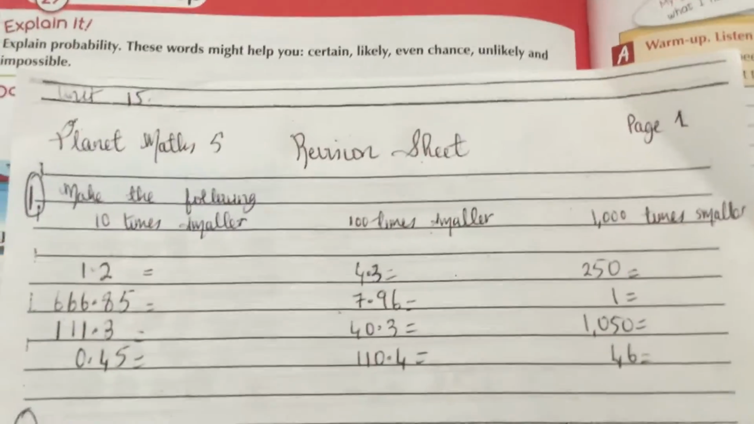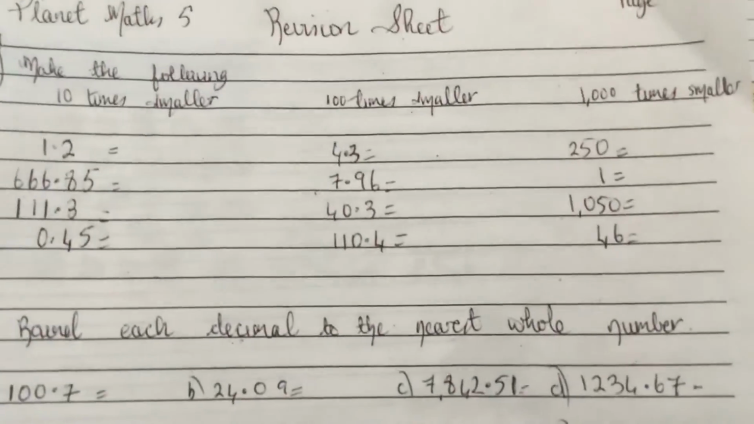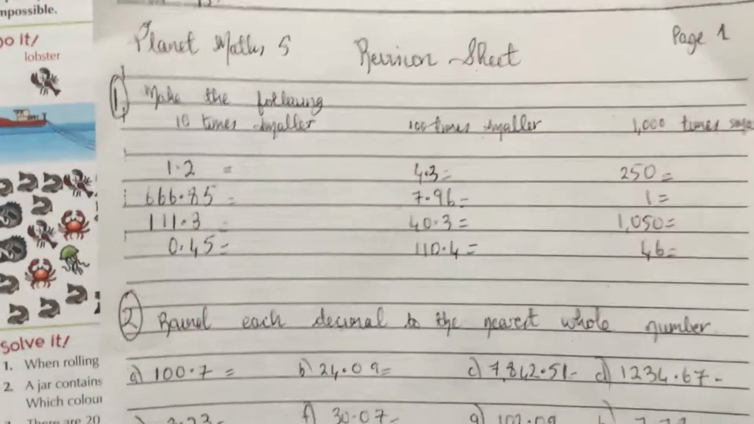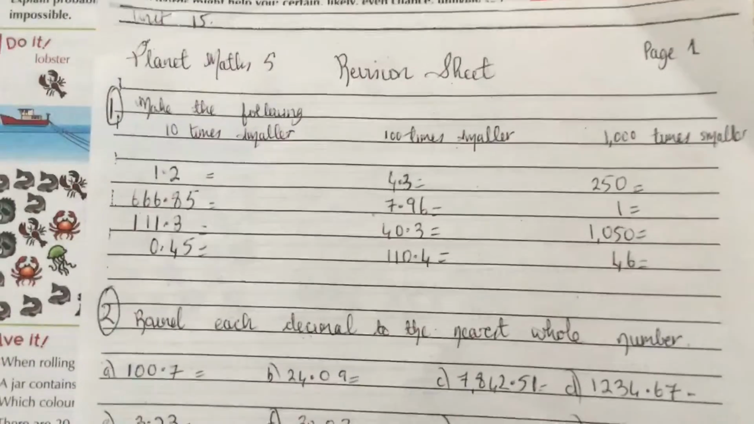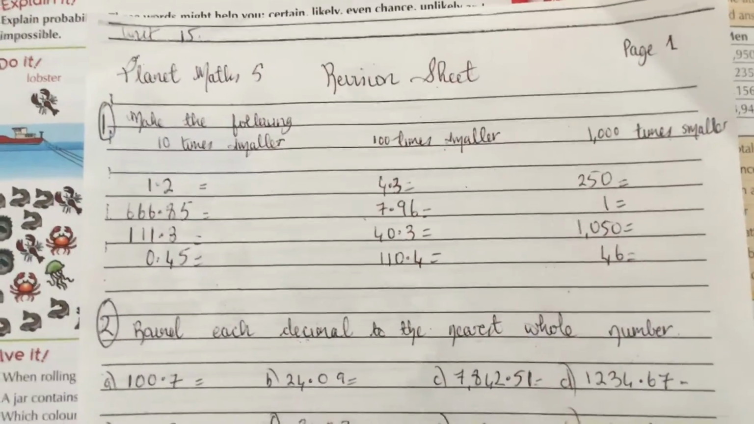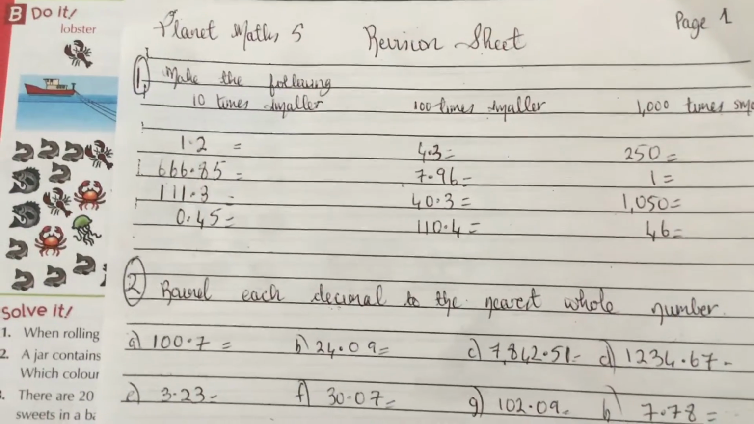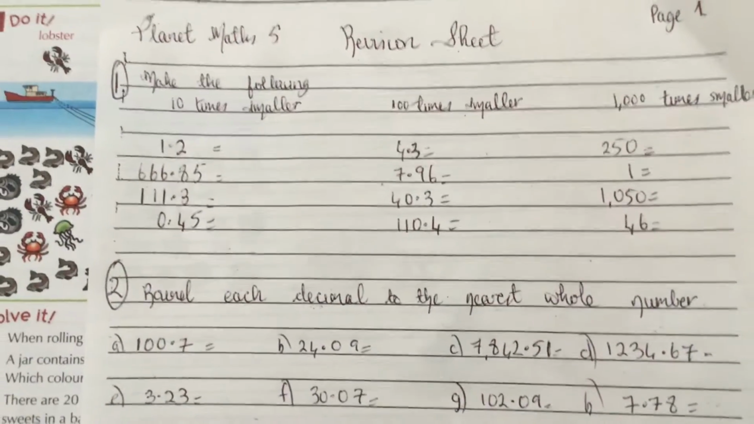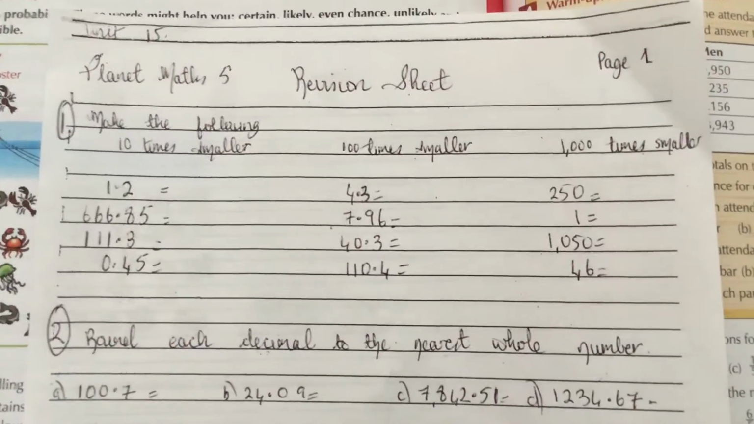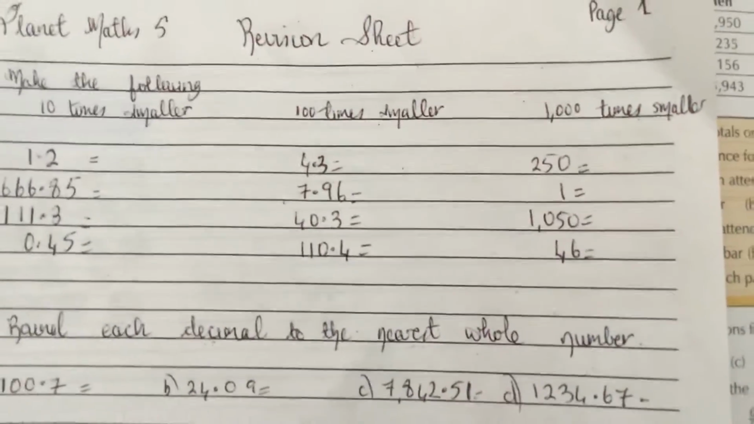So today, guys, we're going to go on to our next chapter, and it's unit 15, and we're doing division by decimals, okay? And it's make the following, sorry, 10 times smaller, 100 times smaller, and 1,000 times smaller.